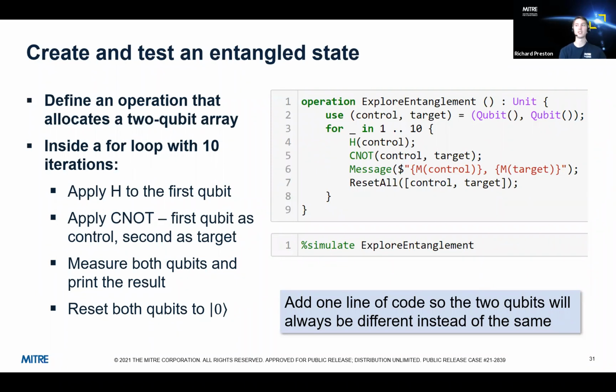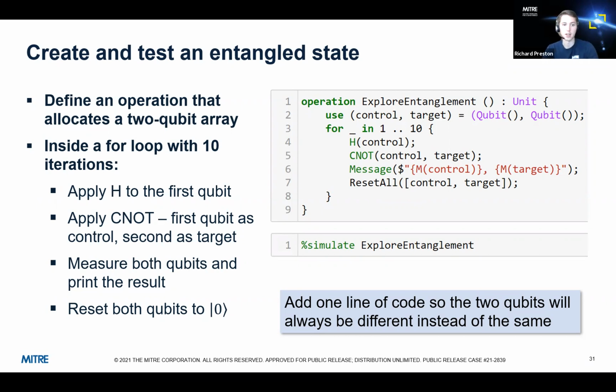Okay, so did anybody get the challenge? Add one line of code so the 2 qubits will always be different instead of always be the same. And if you do end up doing it in multiple lines of code, that's fine too, but you only really need one. Any ideas? Exactly. So you can just apply X to either of the qubits.